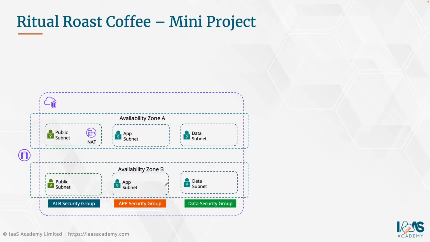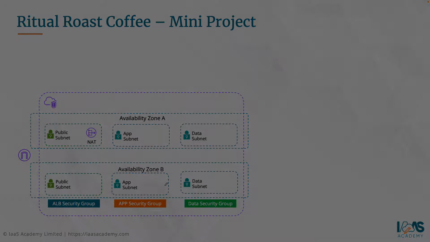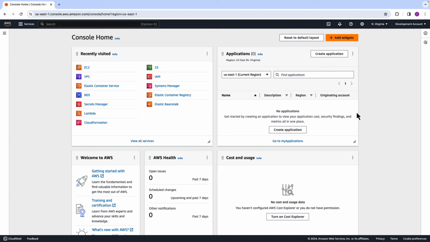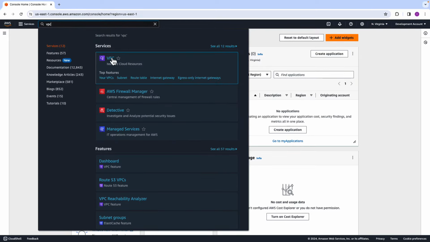Okay, so that's the basic architecture. Let's jump on into the AWS Management Console and build out this VPC. Okay, so here we are in my AWS Management Console. This is a development account, and you want to make sure that you're operating in the North Virginia region. Now you want to search for VPCs from the search bar and just open that up in another browser tab, and that will take us to the VPC Management Console or the VPC dashboard.